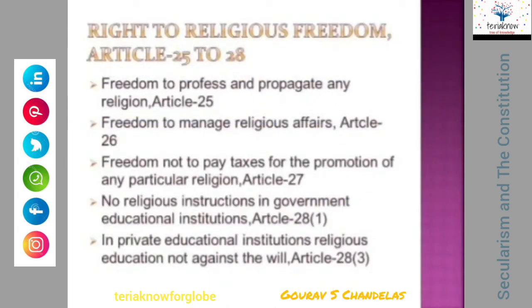Here, Article 25 talks about freedom to profess and propagate any religion. Means we can profess or propagate any religion. Understood? Article 26 talks about freedom to manage religious affairs. If there is any religious affair, there is a right to freedom to manage it. Under Article 27, freedom not to pay taxes for the promotion of any particular religion. So there is no obligation to pay any tax to promote any particular religion. Understood?